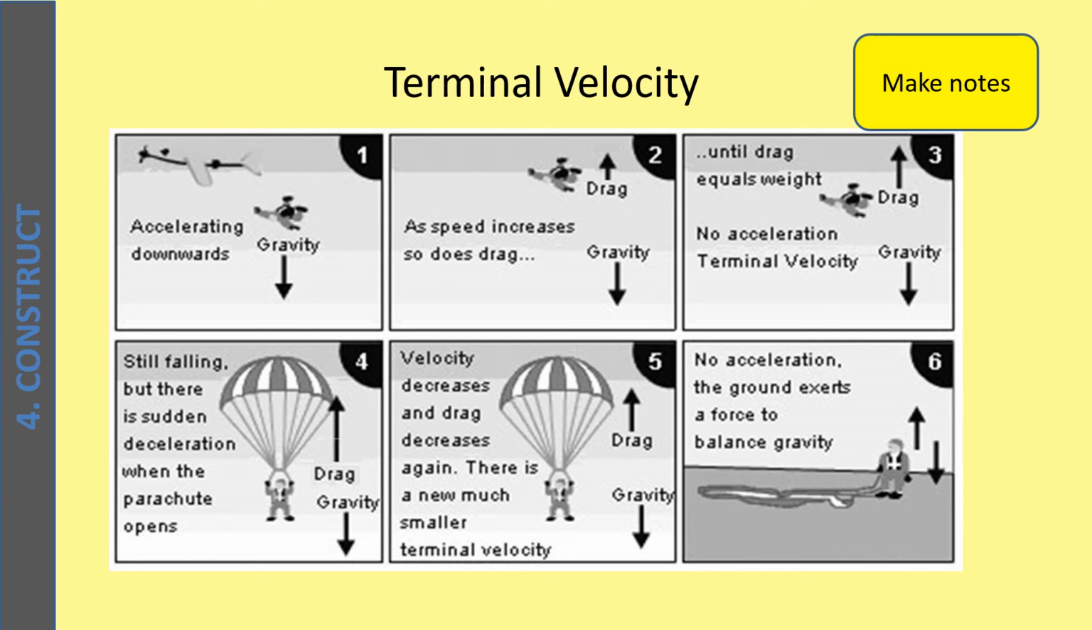Finally, in diagram 6, the skydiver is on the ground. We still have his weight acting downwards, but now we have the reaction force with the ground acting upwards. So again, he's in equilibrium. The forces on him balance, so he has stopped accelerating.